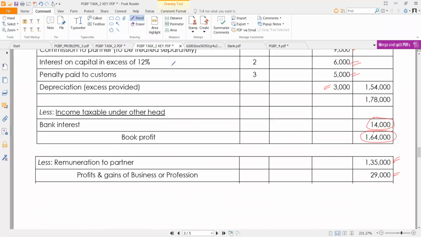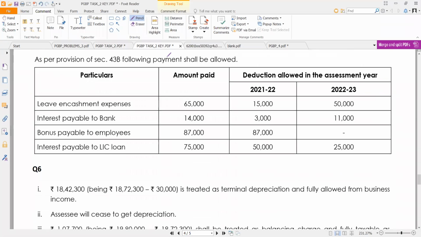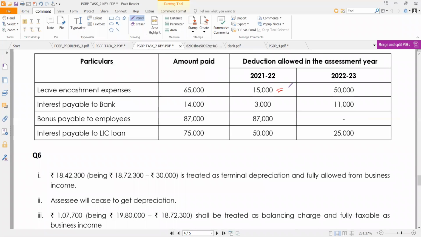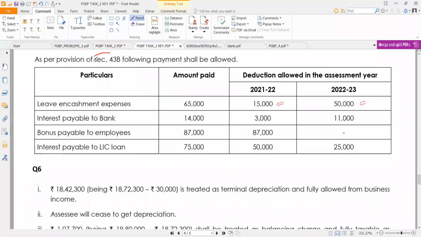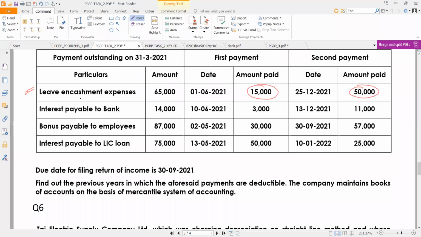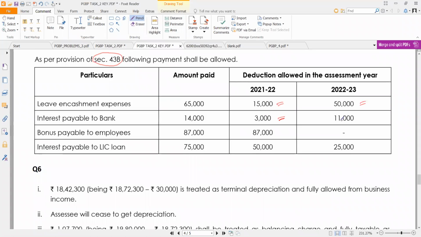So answers will be like this. 15,000 for the current year, assessment year 21-22, and 50,000 next year. It will be allowed later also. 43B is applicable here. Then interest payable to bank, same logic. 3,000 now, 11,000 later.